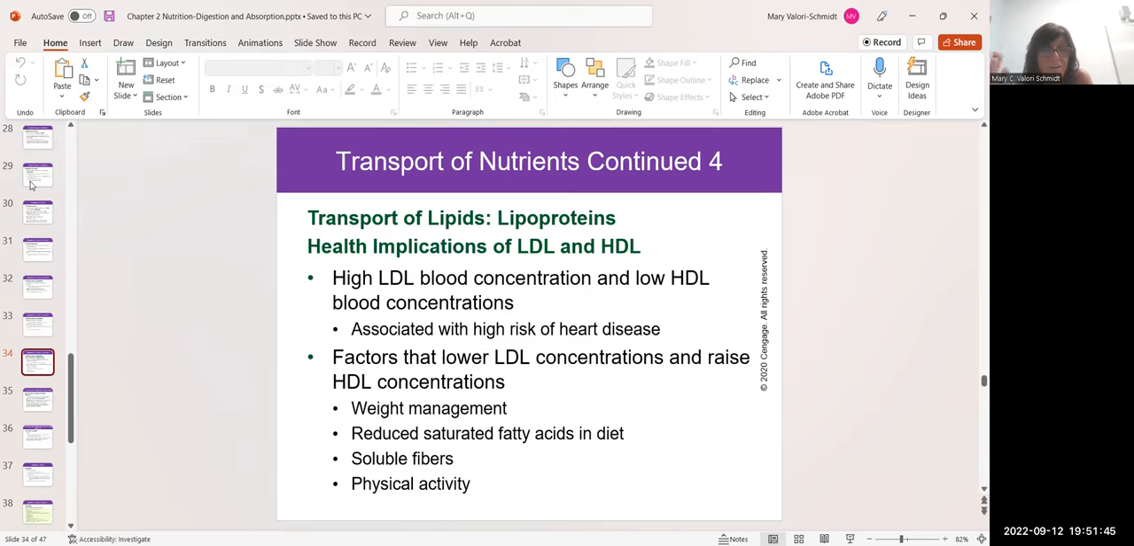And factors that are included in raising that HDL and lowering that LDL: keeping your weight at a healthy level. Saturated fats are bad. There are two things that are the devil: saturated fats and salt. That's it. Those two things will kill you, right? If you let them. So you have to really manage, like there's so much salt in food already.